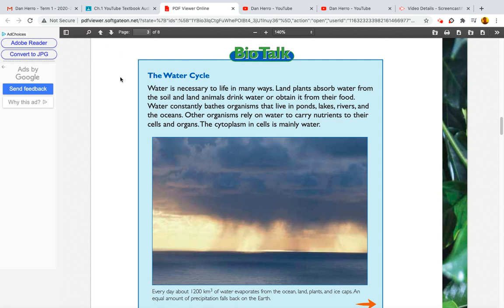Biotalk, the water cycle. Water is necessary to life in many ways. Land plants absorb water from the soil, and land animals drink water or obtain it from their food. Water constantly bathes organisms that live in ponds, lakes, rivers, and the oceans. Other organisms rely on water to carry nutrients to their cells and organs. The cytoplasm in cells is mainly water.